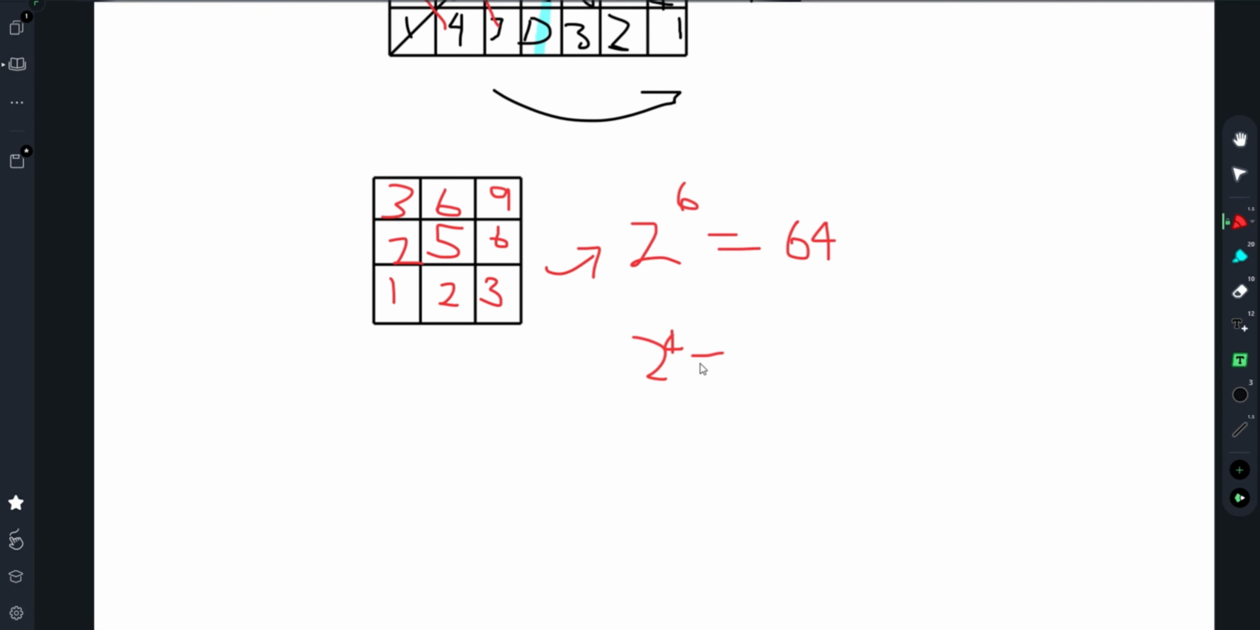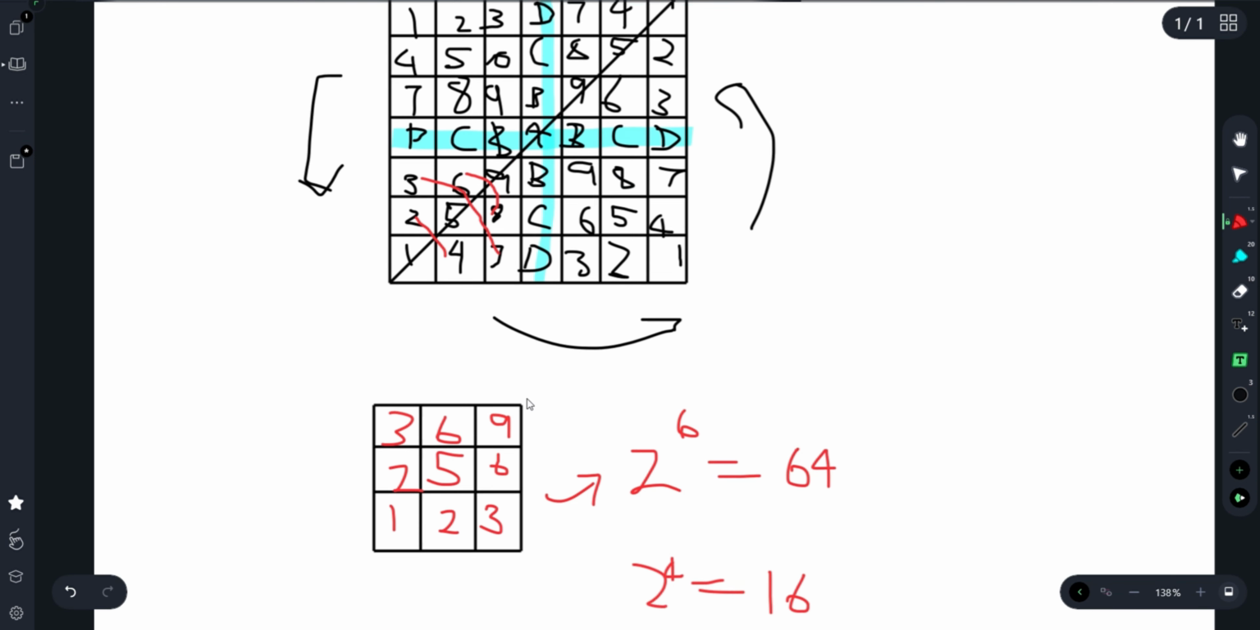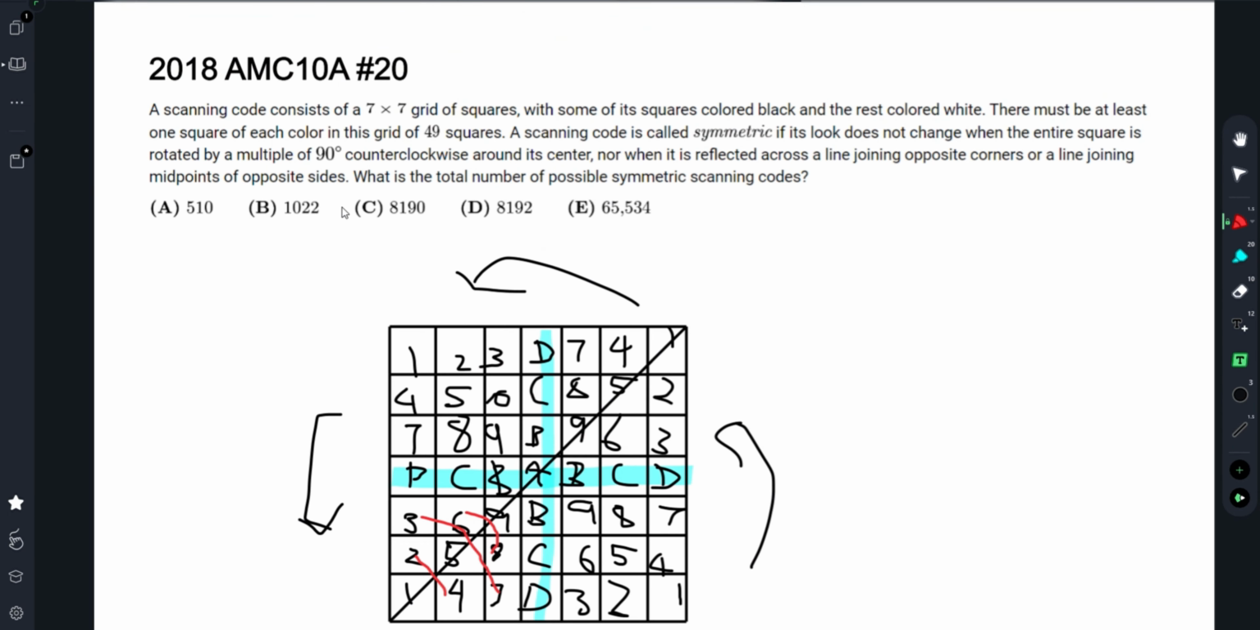So that's 16. So we have 2 to the 6th times 2 to the 4th. Well, that's not all, because the code cannot be all black or all white. So we have to subtract 2, the case where it's all black and the case where it's all white. And this gives us 1022. And that is our answer.